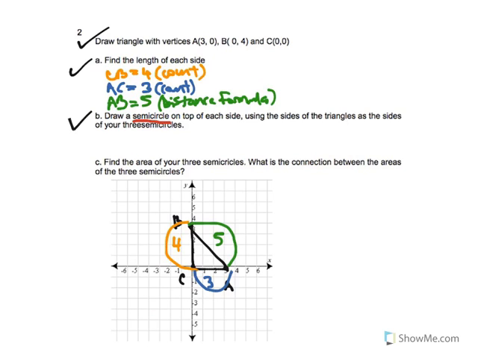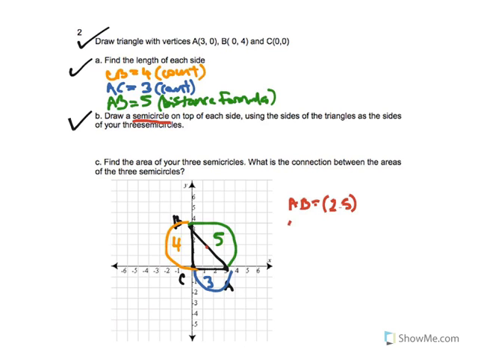We need to find the area of the 3 semicircles. So each semicircle, this length of the side of the triangle is a diameter. So the radius is going to be half of that. So the radius of AB is going to be 2.5. Okay? So know that. The radius of semicircle AB is going to be 2.5.